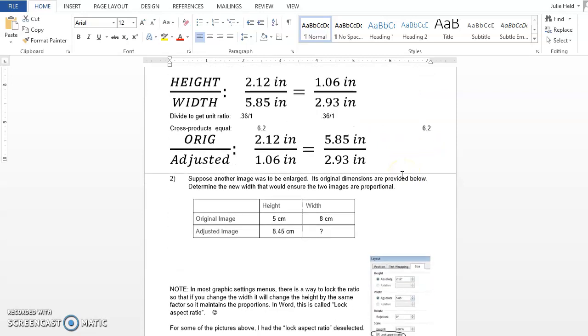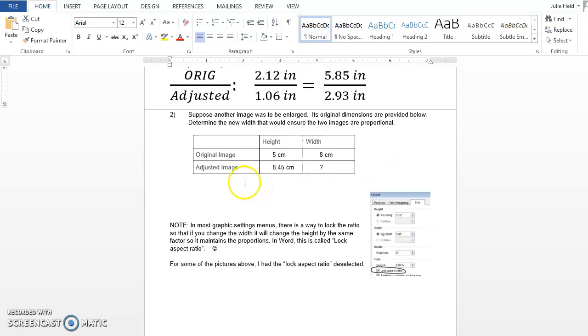Now, number 2. Suppose another image was to be enlarged. We don't have that image. Maybe it's a billboard, or maybe you made a little sign for a company and they want to make it big. Its original dimensions are 5 by 8, and the goal is to make it 8.45 by something.